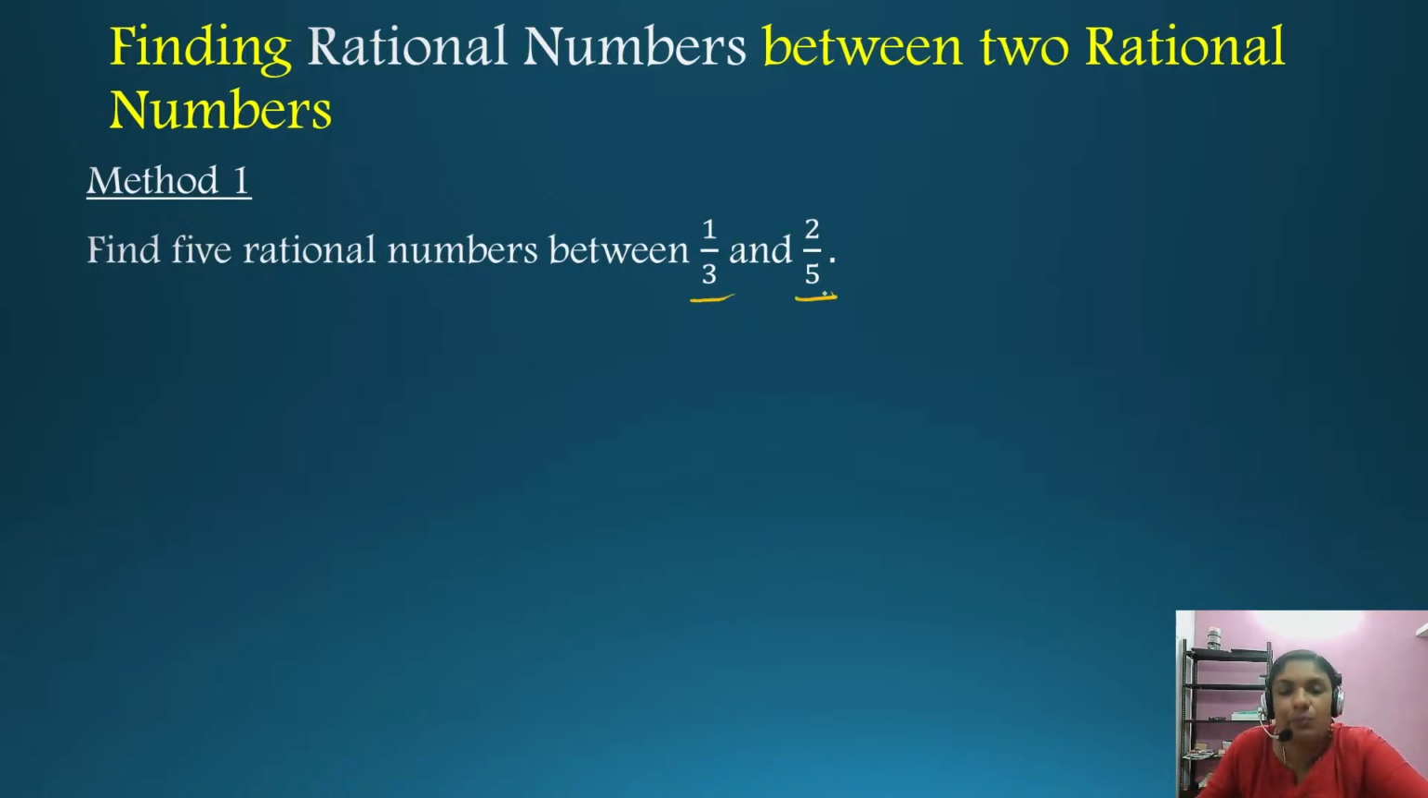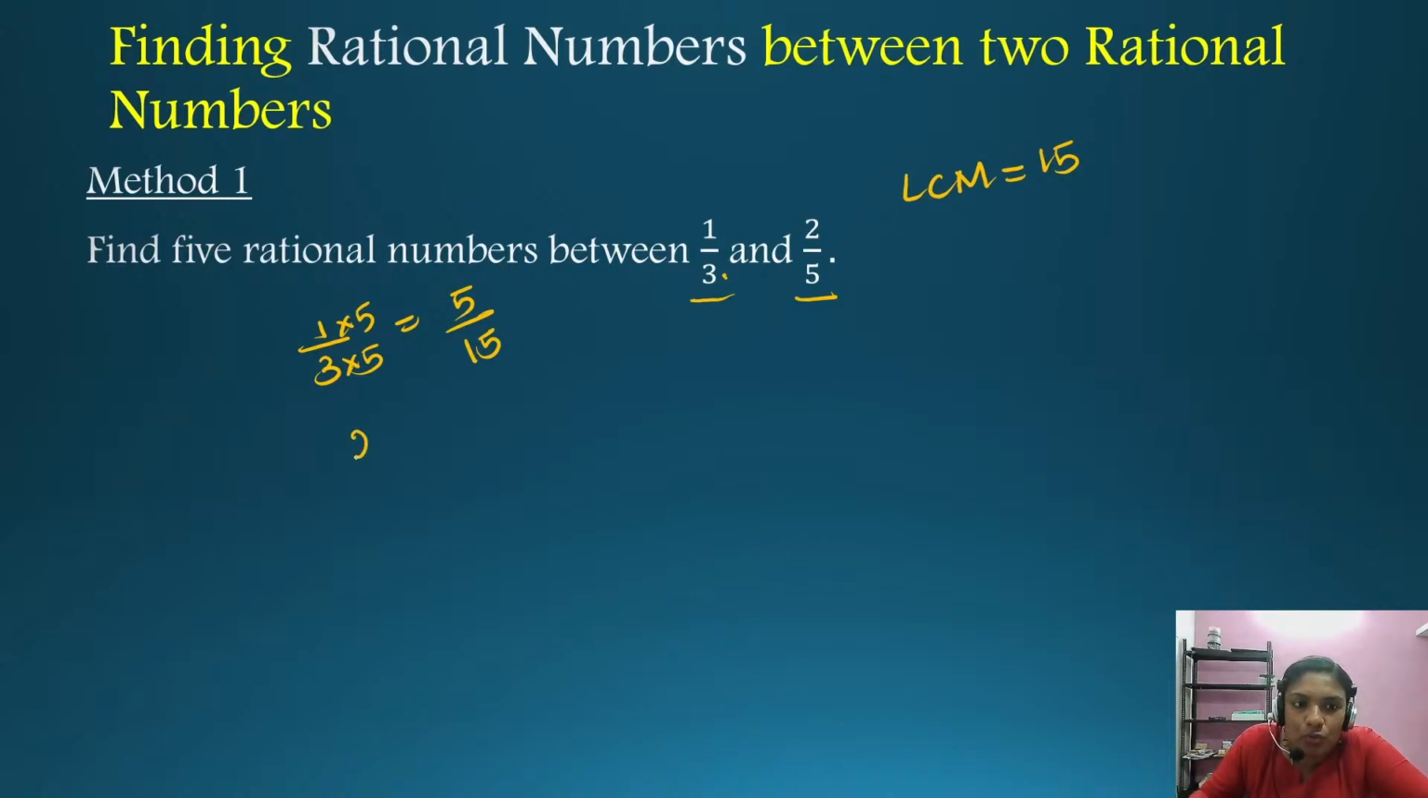So these are the numbers, 1 by 3 and 2 by 5. We have to find the rational numbers. For this, it's very simple. Let's make the denominator the same and we can pick out the rational numbers. Let's see, what is the LCM here? 3 fives are 15. So how will you make 1 by 3 into a fraction with 15 as the denominator? We can just multiply 5 here and 5 here. So the number will be 5 by 15.